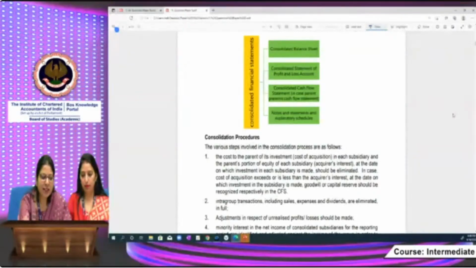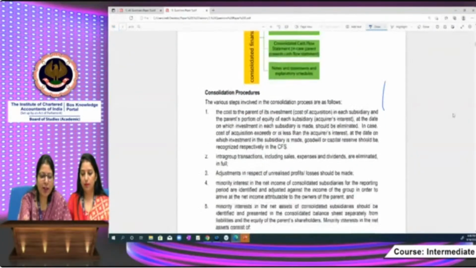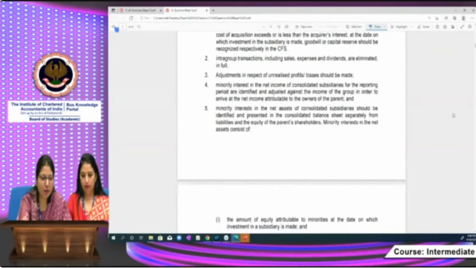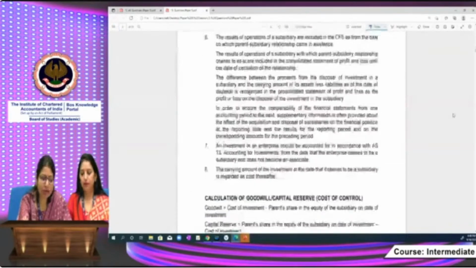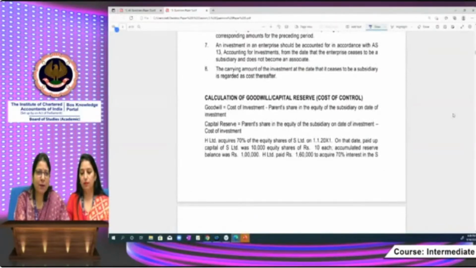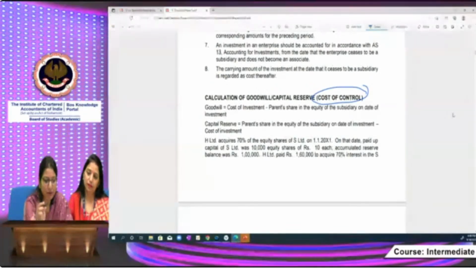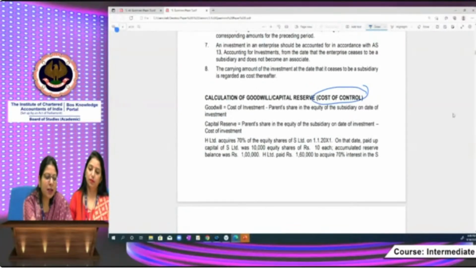So without going through the theoretical aspects of the chapter, we will focus on the practical aspects and try to solve the practical problem. We will also throw light on the crucial aspects involved in the question. In a consolidation question, what is most important? The most important aspect is the calculation of cost of control or capital reserve. Now the question comes, what is cost of control? Cost of control is your cost of investment.